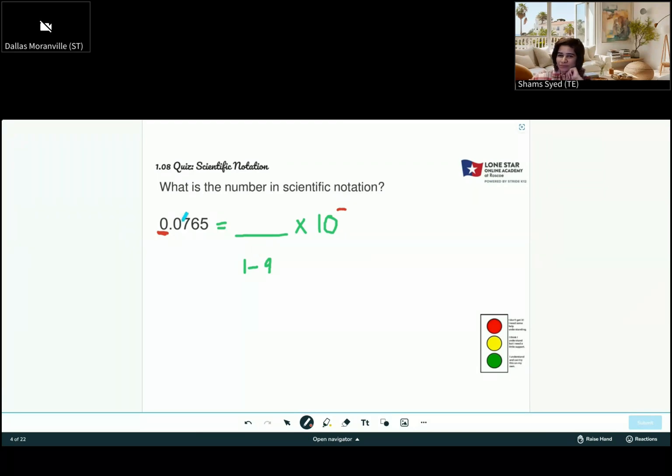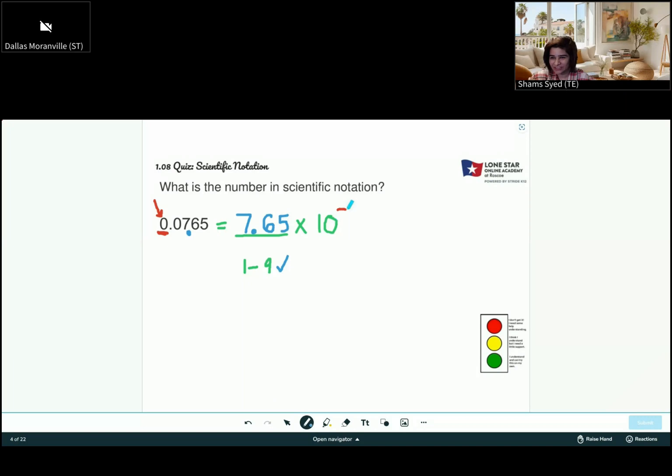How do I know the number is small? Because it is less than 1. The exponent is going to be negative. The first number here is supposed to be a number between 1 and 9. Let's see where I can place my new decimal so that it is going to be a number between 1 and 9. Think about placing the decimal over here. Now I say it is 7.65. Does it pass the test? It did pass the test. It is between 1 and 9.